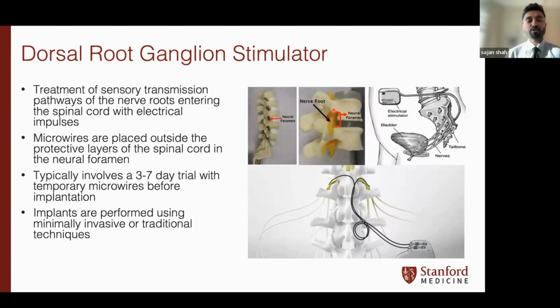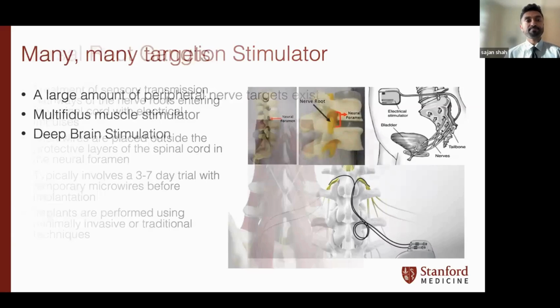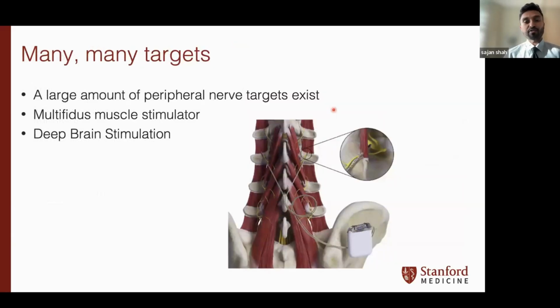So if you just have pain in your foot or your groin, then you might want the dorsal root ganglion stimulator. However, if your pain's in both of your legs, then the spinal cord stimulator is a better option. And if it's just in a tiny area supplied by one nerve, then that's where the peripheral nerve stimulator comes into play. There are many other targets.